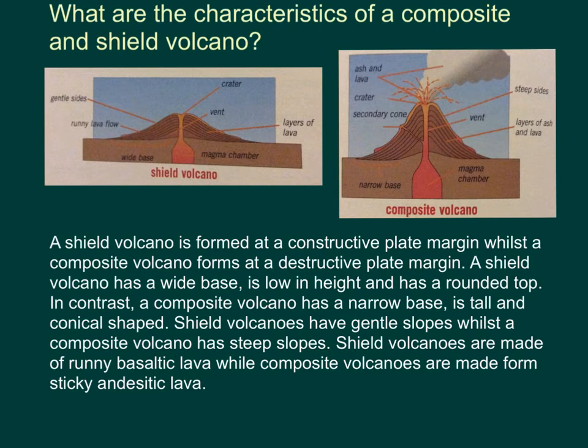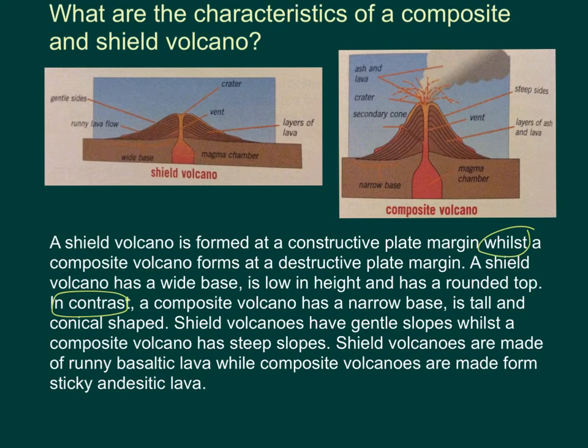On foundation, it might be 2 to 3 marks. So a shield volcano is formed at a constructive plate margin, whilst a composite volcano forms at a destructive plate margin. So my connective is whilst. A shield volcano has a wide base, is low in height, and has a rounded top. In contrast, a composite volcano has a narrow base, is tall and conical shaped. So I've got my connective there, a different connective from my first.